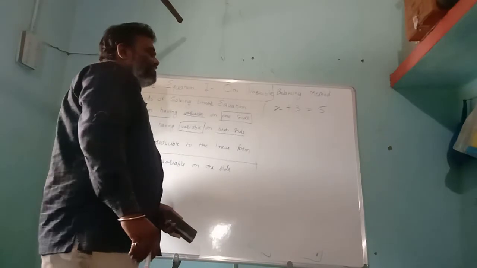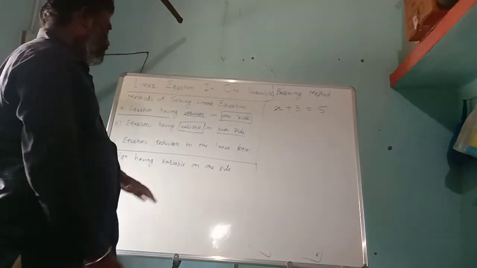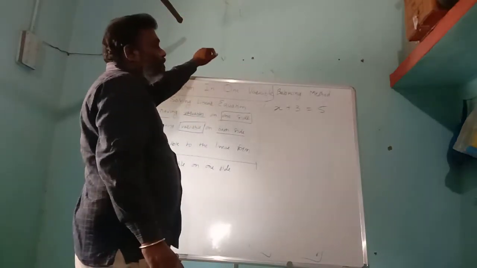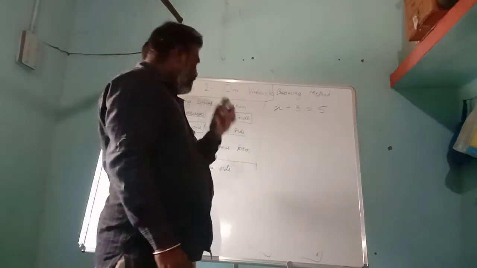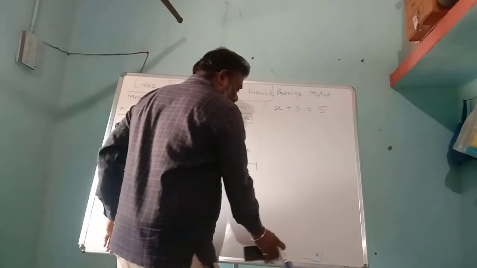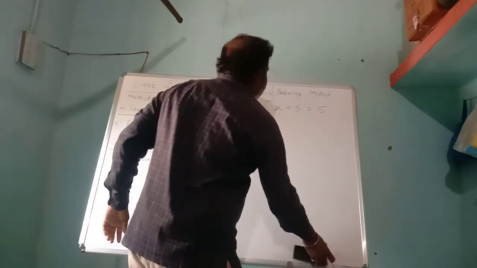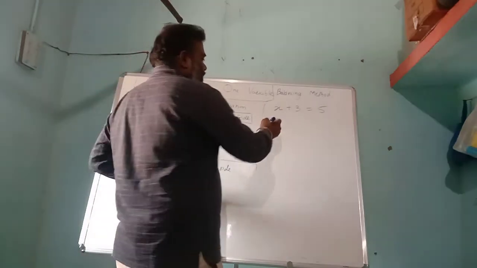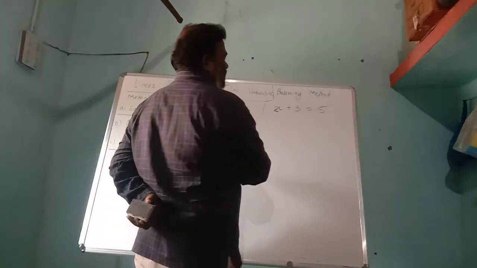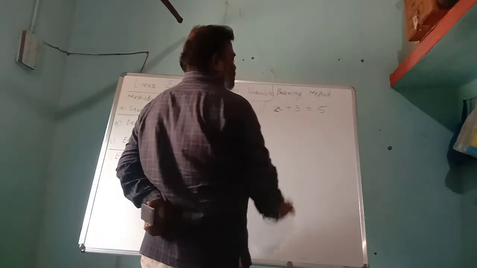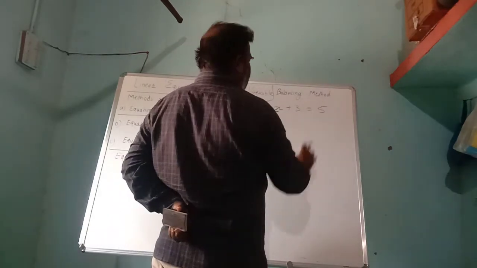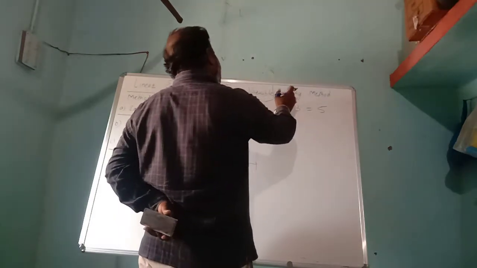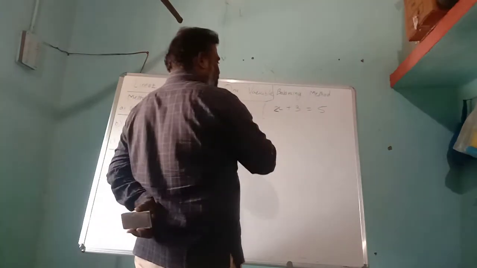Now we will discuss the next method, that is the balancing method. First of all we check the transposing method. Now we will discuss about the balancing method. Take a simple equation, x plus 3 equals 5. In the balancing method, keep in mind, this is the variable x and the constant has a positive sign, plus 3, equals 5. Balancing is nothing but removing the constant from the left hand side.